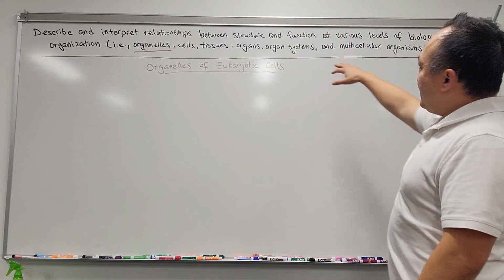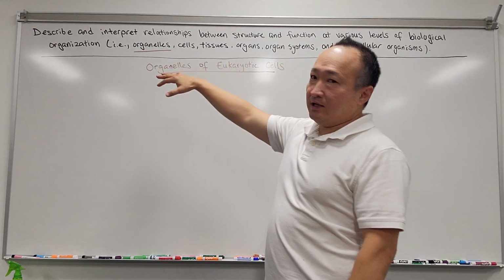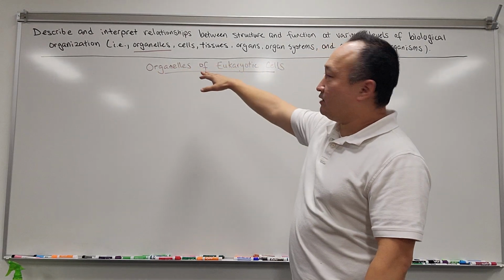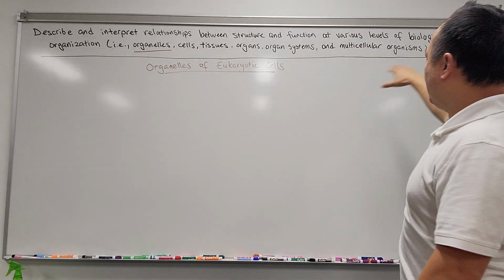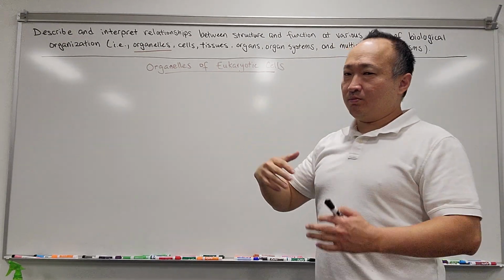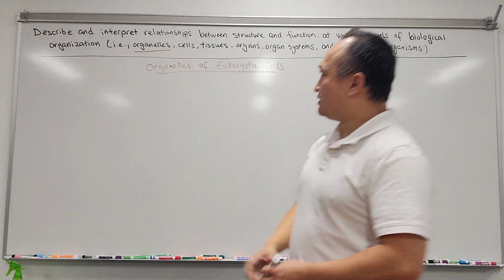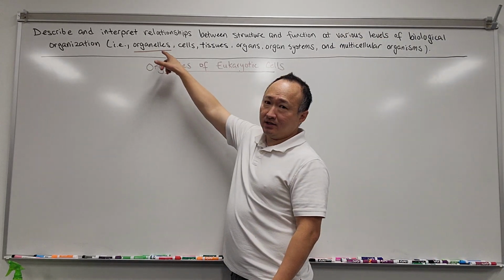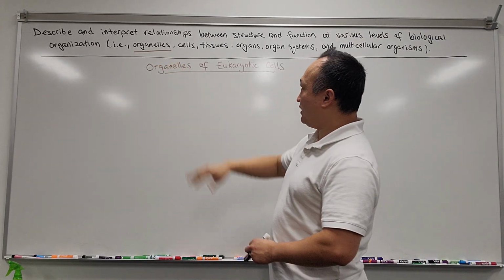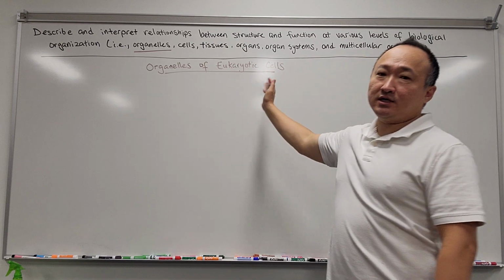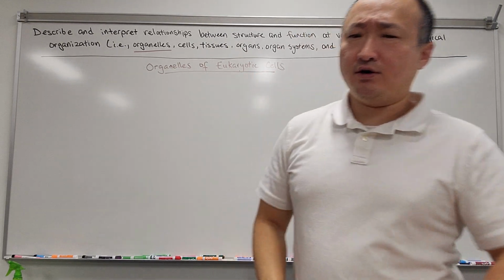All right, and we're going to take a look at that across the levels of organization, starting from organelles all the way through multicellular organisms. We're going to break this up into several videos, but today we're going to take a look at the structure functions in the organelles of eukaryotic cells. So that is the title for this video.